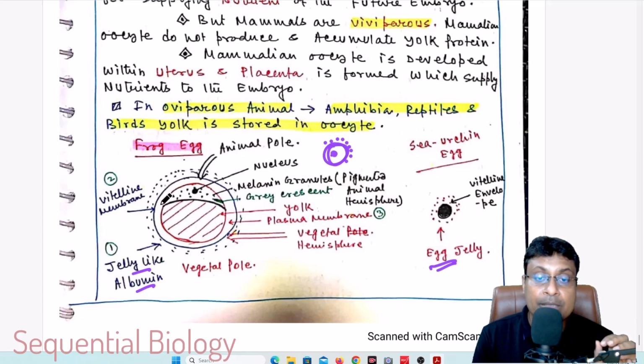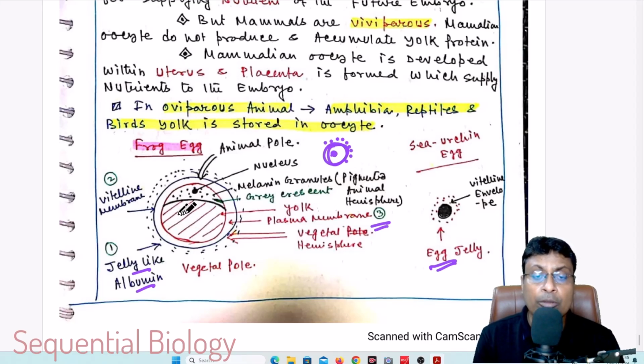And inside this vitelline membrane the plasma membrane is present. This is the plasma membrane, so this is the third membrane. From outside to inside, the third membrane is the plasma membrane. The jelly-like albumin is the first membrane which covers the whole egg, and the next layer is the vitelline membrane, and inside this vitelline membrane the plasma membrane is present, and this plasma membrane covers the protoplasm.